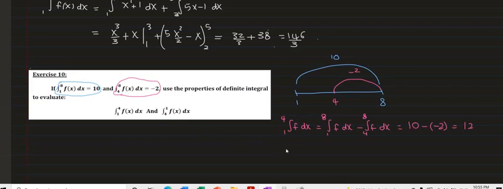And then we are required to find the integration from 4 to 1 of f dx, and we can say that this is exactly the integration from 1 to 4 with the opposite sign, which we have just calculated above, so it becomes negative 12. This is a simple exercise which illustrates the properties of the definite integral. We are not given the function here, and we didn't need it to evaluate the required integration.